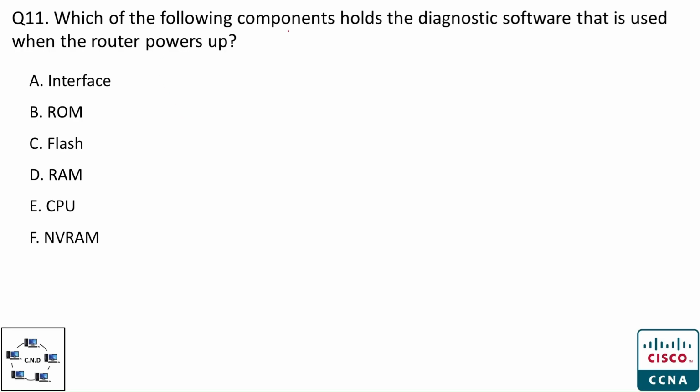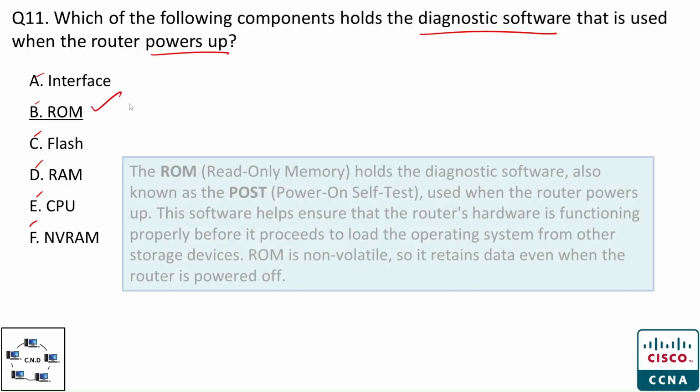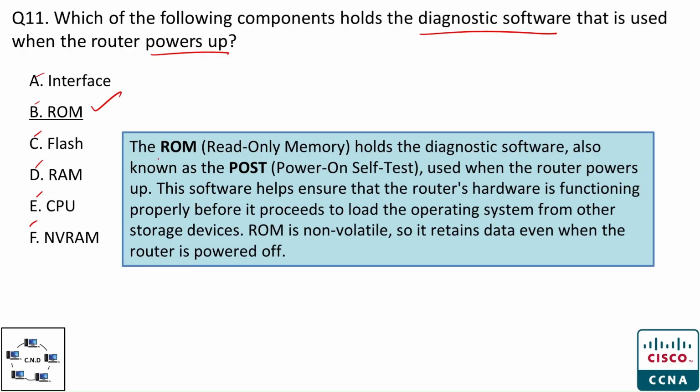Question number 11. Which of the following components holds the diagnostic software that is used when the router powers up? And the options are option A interface, option B ROM, option C flash, option D RAM, option E CPU, and option F NVRAM. And the correct option is option B ROM, that is read-only memory. So the ROM holds the diagnostic software, also known as the POST, that is power-on self-test, used when the router powers up.